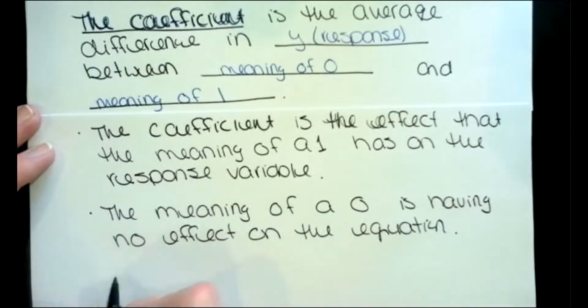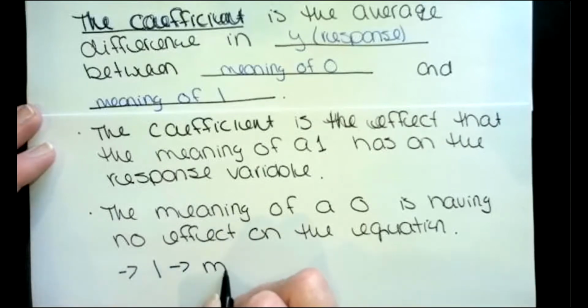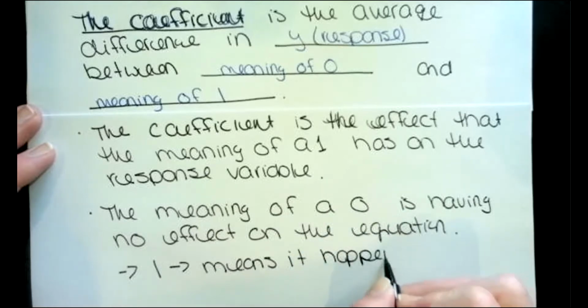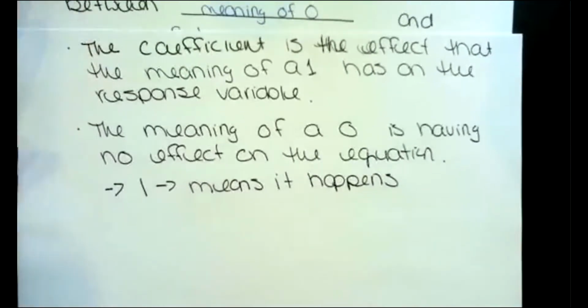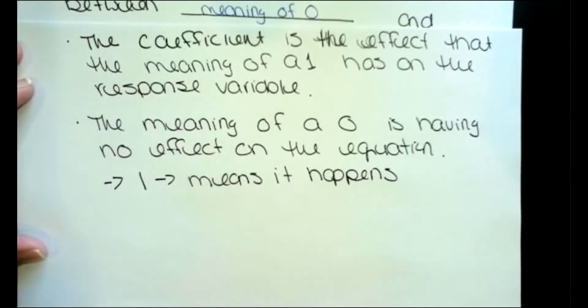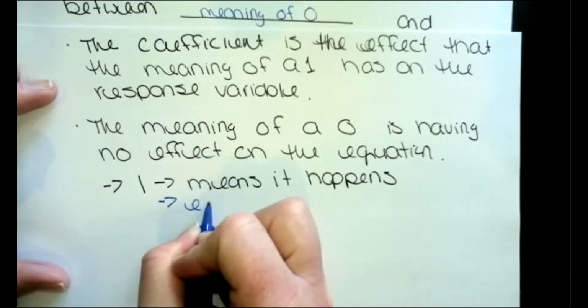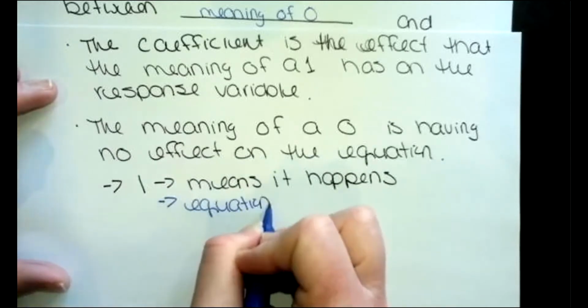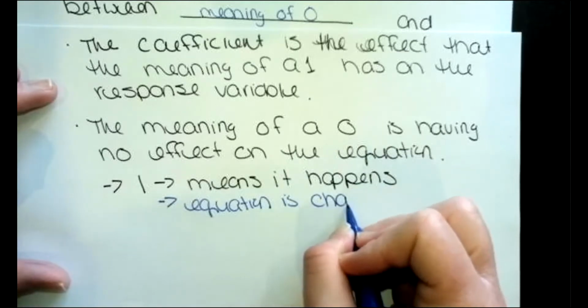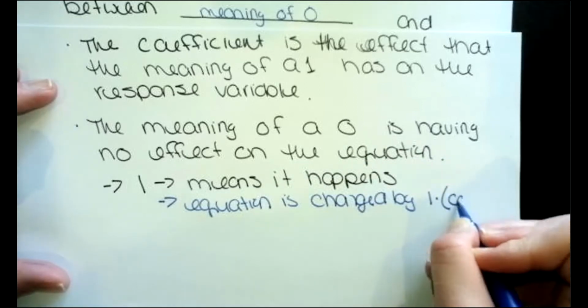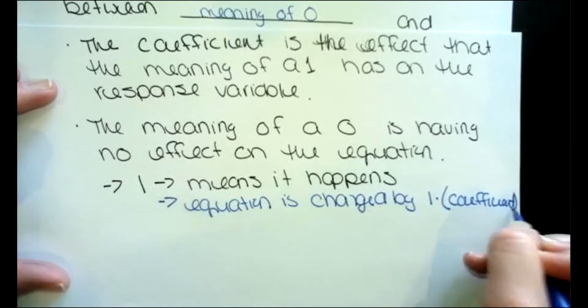Okay. So what we're looking at is if you have a 1, this means it happens. Think about when we code things 0 and 1: 0 means it doesn't happen, 1 means it does happen. So this means the equation is changed by 1 times the coefficient. Okay, view it like that.